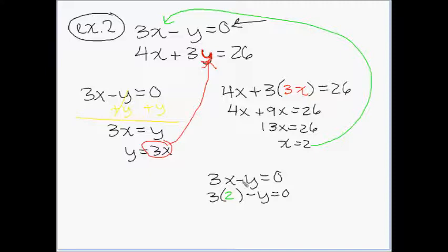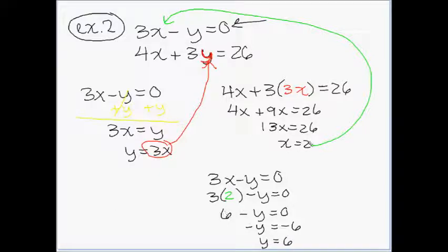Now look, again, I went from a two-variable equation to a one-variable equation. This only has a y. All right, so we have 6 minus y equals 0. If I subtract 6 from both sides, I'd have negative y equals negative 6. And if negative y equals negative 6, then positive y equals positive 6.